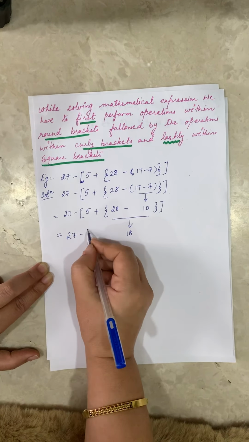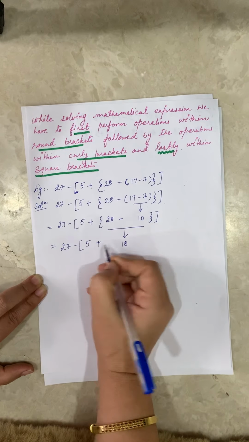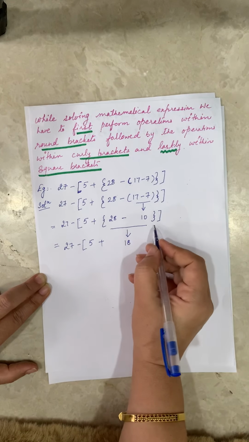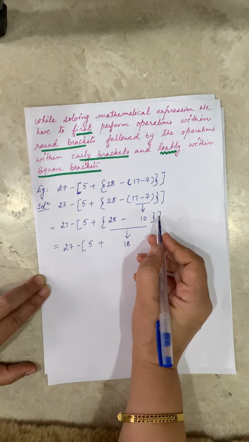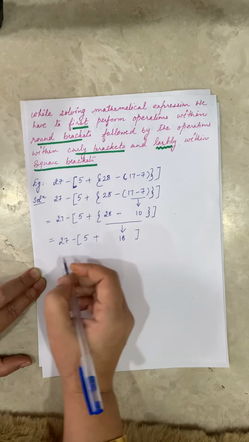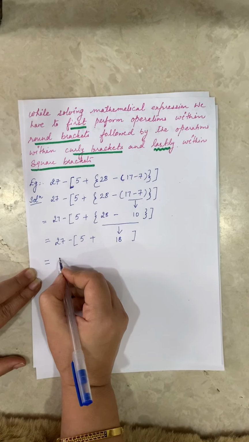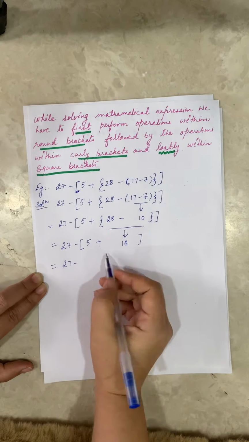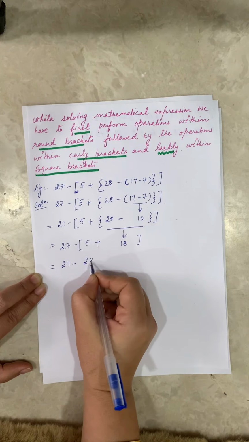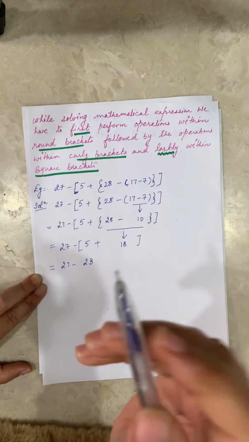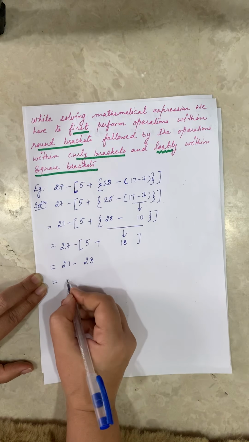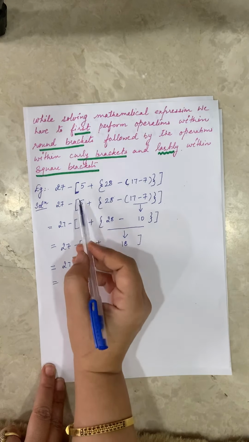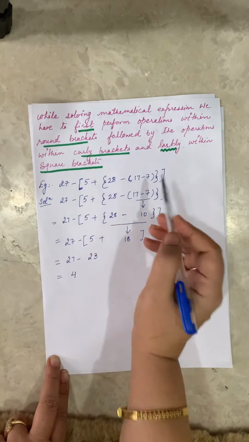27 minus square bracket starts 5 plus. So we will remove this curly bracket because we have already solved it. Now what is left? Curly bracket we have already removed. Last one is the square bracket. This is equal to 27 minus, the last bracket we have to solve, which is the square bracket. So 5 plus 18 is 23. So we have solved all the brackets. So what is left? 27 minus 23, which is equal to 4. So this is my answer for the example that I have given you.